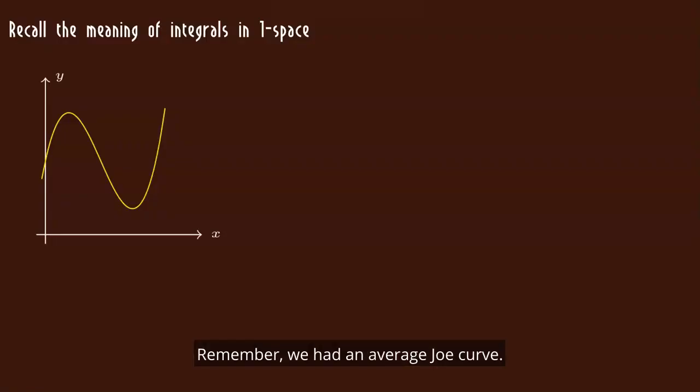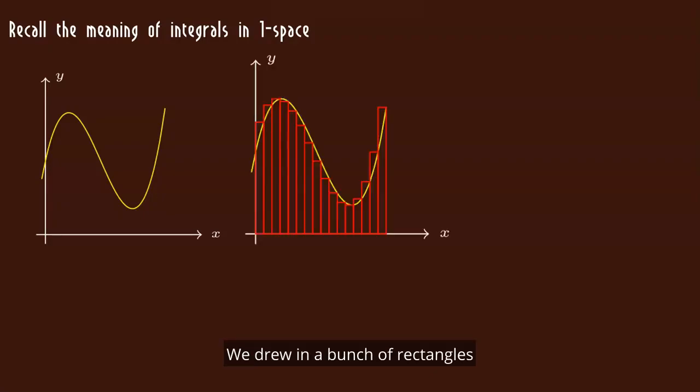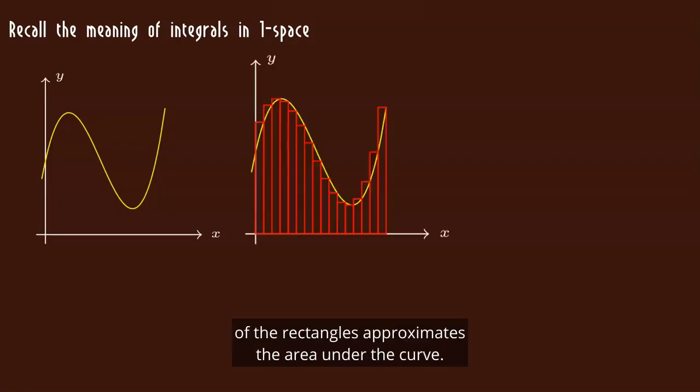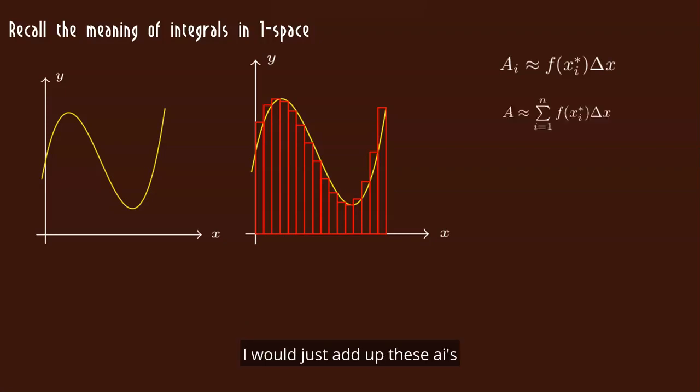Remember we had an average Joe curve. We wanted to find the area under the curves. We drew in a bunch of rectangles, and the sum of the area of the rectangles approximates the area under the curve. So A_i represents the actual area under the curve, and it's approximately equal to f of x_i star delta x. Each of these subintervals has a random point, x_i star, and delta x would be the width of this mini interval. If I wanted to find the area under the entire curve, I would just add up these A_i's, and that's approximately the area under the curve.